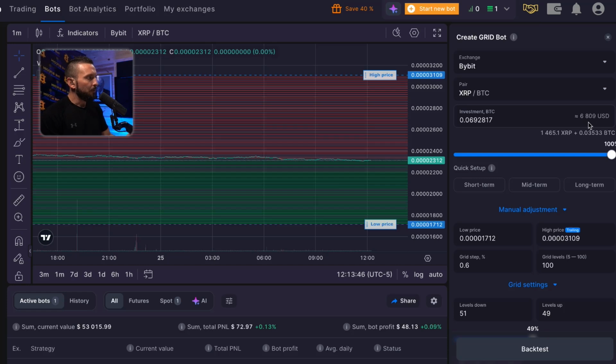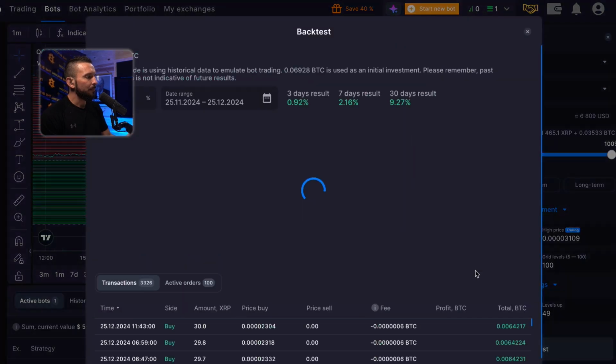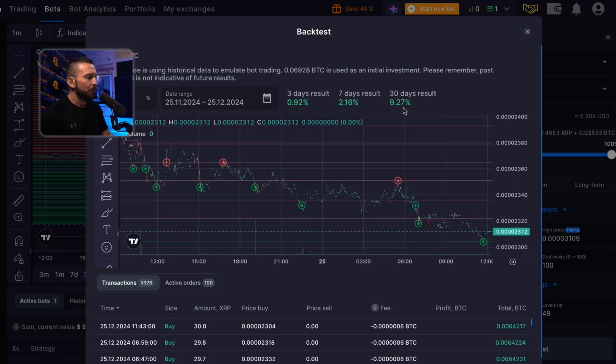And the total value of that bot is going to be $6,890. Okay. And if you set up that bot that way, and we ran a back test with 51 grid levels and a 0.6 grid step, your bot over the last 30 days would have generated you 9.27%.